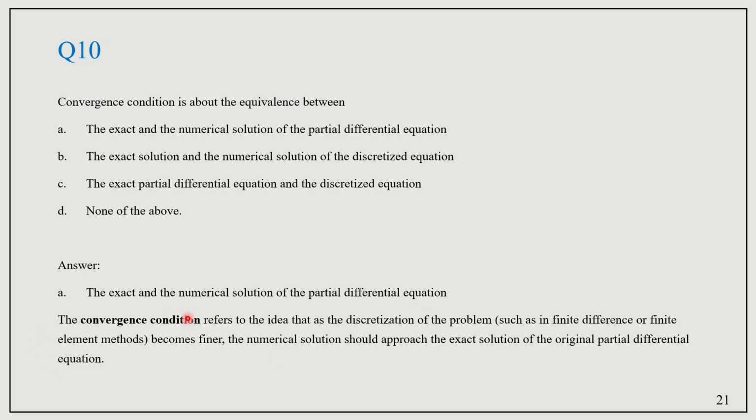Convergence condition refers to the idea that as the discretization of the problem becomes finer, the numerical solution should approach the exact solution of the original partial differential equation. In the finite difference, finite volume or finite element method also, we use finer grids. So as the grid size becomes finer, the numerical solution should approach the exact solution. That is the concept.